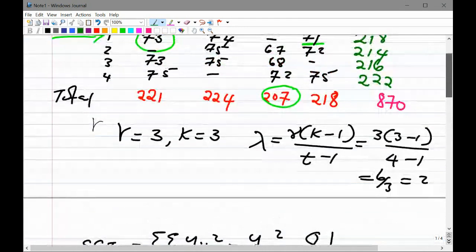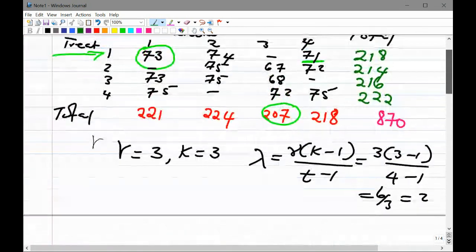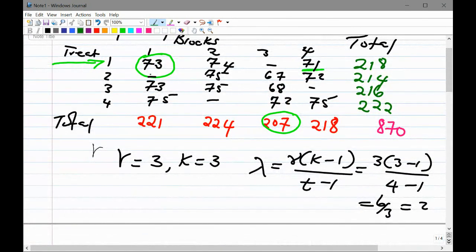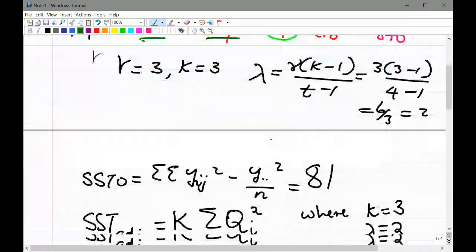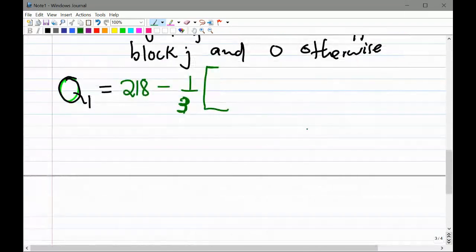So here we'll write 221, because we have a value here. We have a value here, we'll write it again, 224. We don't have 207, so we'll multiply this one with 0, so this one will be 0. 218, we write it because we have the value there. So that's how you find the QIs.